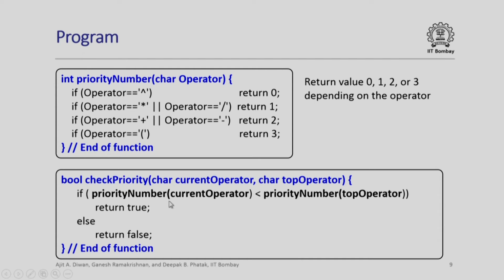If the current operator has a lower priority value than the top operator, which means it is of higher precedence, then it will return true, otherwise it will return false. So, please remember, check priority will return true if the priority of the current operator is higher than the priority of the operator on the stack.